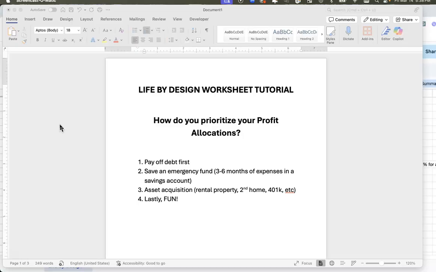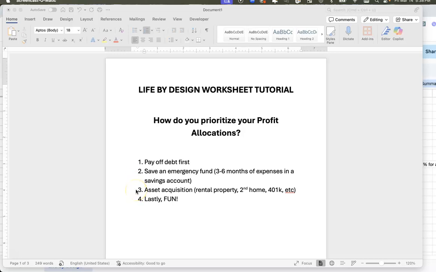So the first part of the worksheet is profit allocations. This is the profit that you've earned after you've paid your personal expenses. So how do we allocate that additional profit? The very first thing we want to do is pay off debt. There's an old saying that says, keep your debt low and get it to zero. Next, we want to save an emergency fund. That is 3 to 6 months of expenses, personal expenses, in a savings account. If you've got more than 6 months of expenses in a savings account, there's probably a better place to put that money so that it can go to work for you.